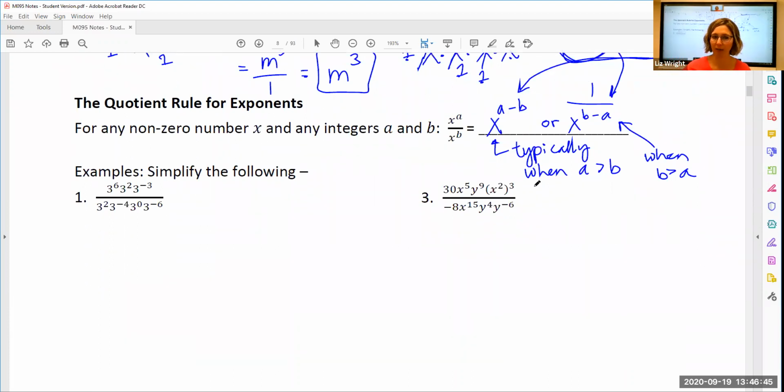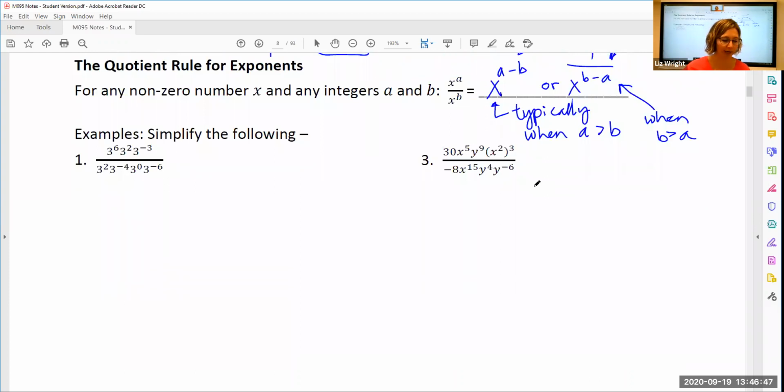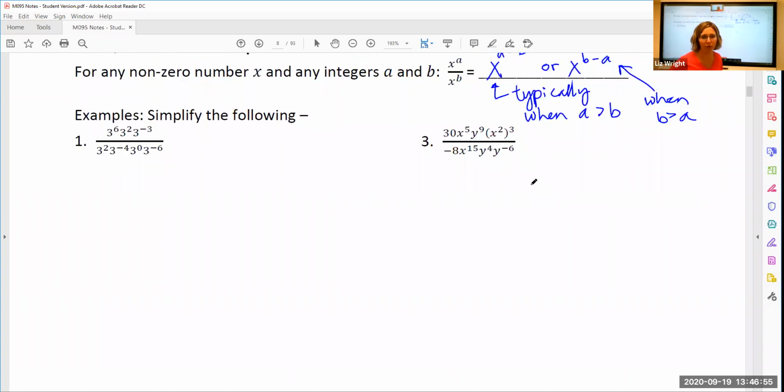All right, well, let's try some examples. Our quotient rule for exponents. Here we have kind of a mess on our first example. And so again, I'm just double checking to make sure that every single one of my bases in number 1 are all 3's, so that I can just work with the exponents. And that's the case. We have 3 for the bases all the way across. And so here that means that we can add our exponents.